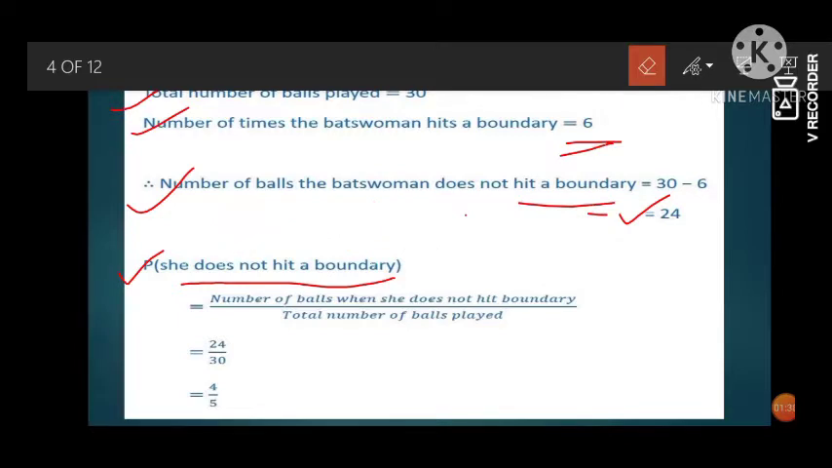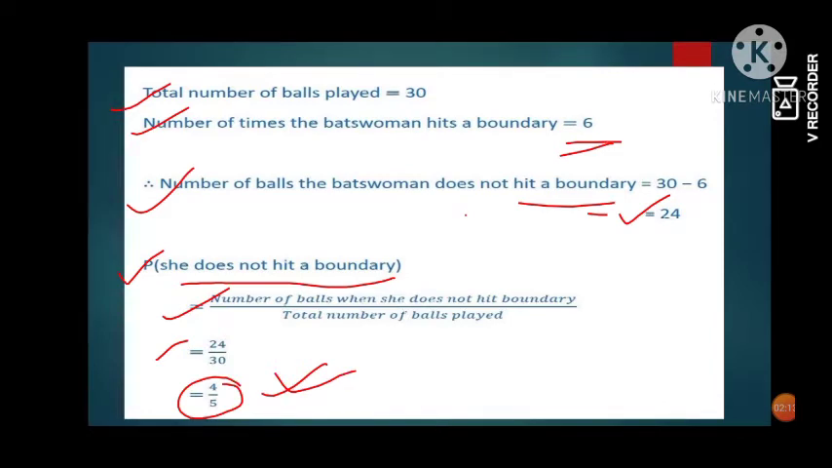So, the probability of not hitting a boundary is equal to the number of balls on which she did not hit a boundary by the total number of balls, which is 24 by 30, equal to 4 by 5 in the simplest form. So, always find the probability in the simplest form, so that the more division or the simpler the form we get, the easier the answer will be. If you want, you can also find the answer in decimals, but we preferably leave it in fractions. So this was our first question.